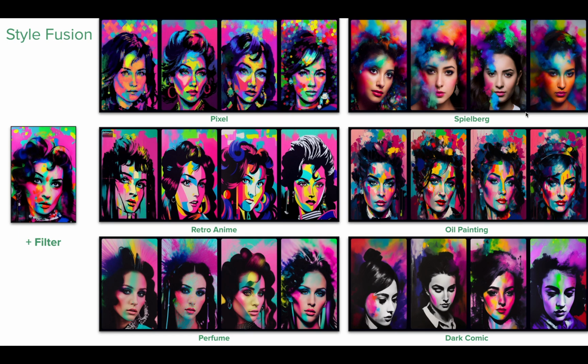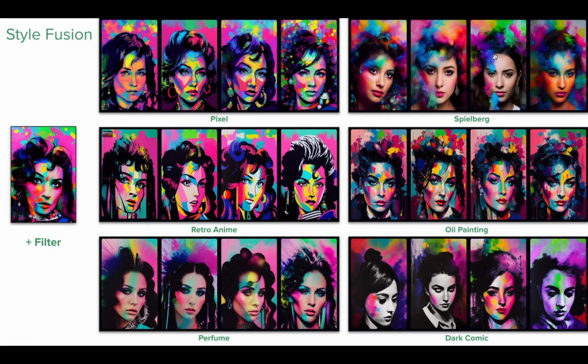For this slide, I have used the filters in Playground AI instead of modifying the prompt, simply because it is convenient and effective. Here, I'm using image to image, and instead of passing the same text prompt, I am choosing a filter as well from the Playground AI filters menu. Here, I've chosen pixels, Pilberg, retro anime, oil painting, perfume, and dark comic as an example.